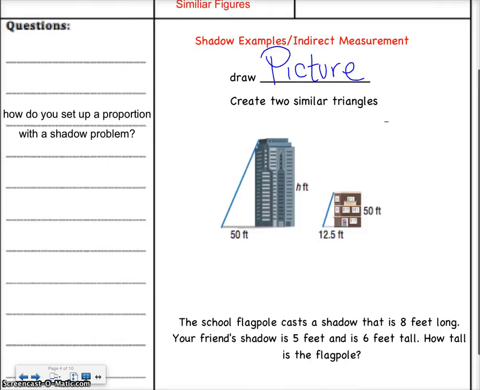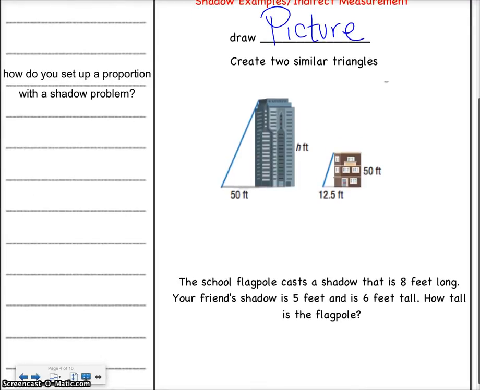What I want you to visualize, given these two buildings, can you see the two triangles by chance? Do you see that I have this triangle, and then I have a little baby triangle? Can you see that? That's your goal. Your goal is to get to where you can visualize the triangle so you can create your proportion, however you choose to create it, okay?